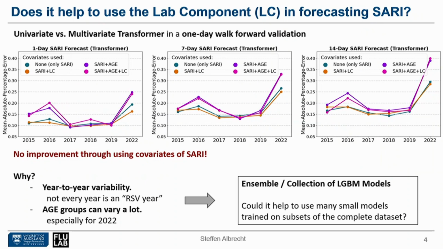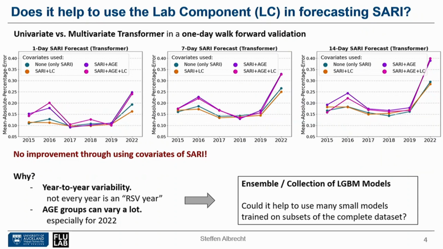And the answer, very simple here, is it's actually not really helping a lot. So especially when you look at the 7-day, 14-day forecasting, when you take the univariate model, only the SARI time series, it's not really improving when you add the lab component, abbreviated by LC. Interestingly, adding other time series such as SARI split into different age groups even makes it worse, right? When you look at the mean absolute percentage error. So this is interesting, and we're wondering why is that?